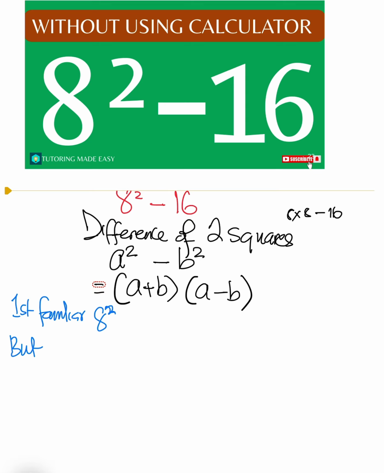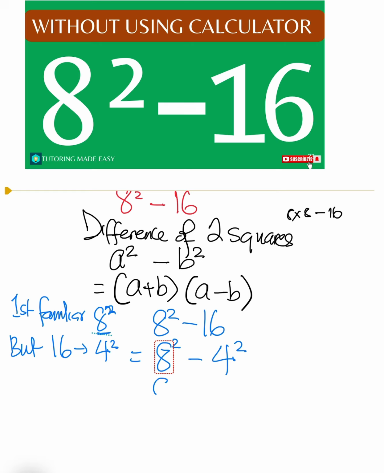the 16 is unfamiliar. What can we do to the 16 so that it will look the same as the 8 squared? We can rewrite the 16 as 4 squared. So therefore, we can say that 8 squared minus 16, we can rewrite as 8 squared minus 4 squared. Or we can write the 16 as 2 to the power of 4, whichever way you want to do that. So 4 squared gives us 16.